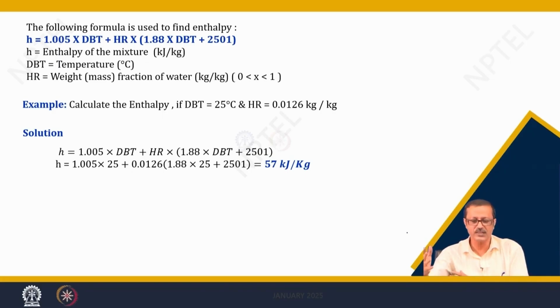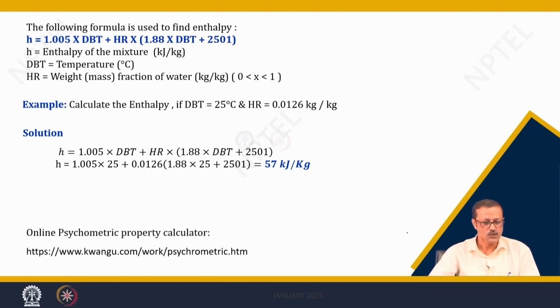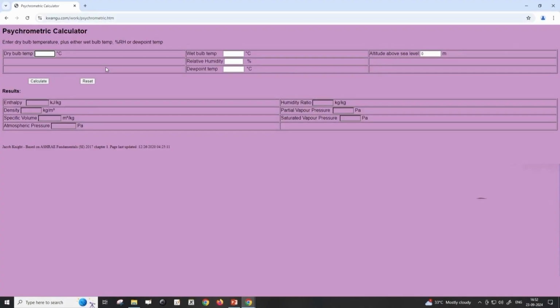If you change the HR plus or minus latent heat, you will get a new amount of H, that is the enthalpy. So, you can use this particular psychrometric property calculator. So, if I go to that particular, this is that particular psychrometric calculator.